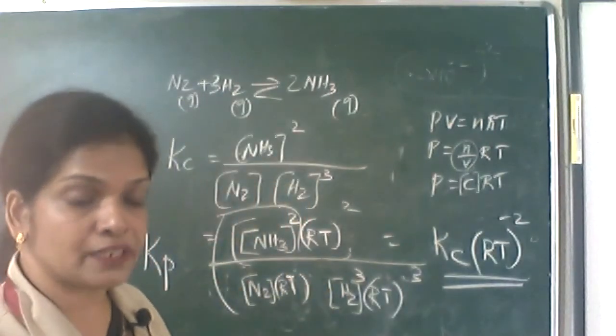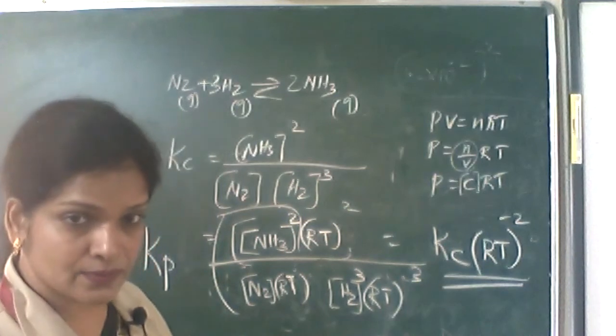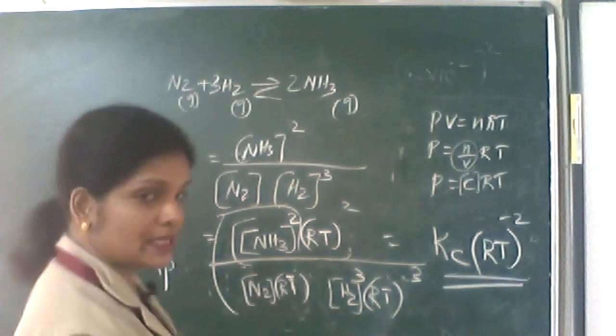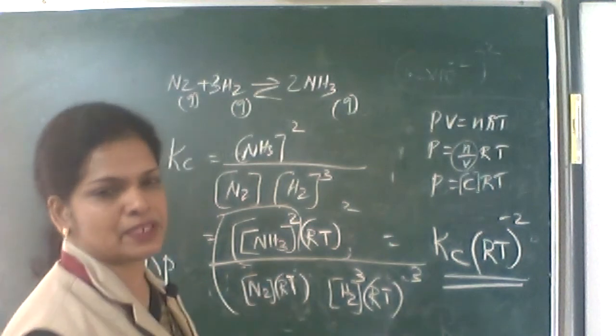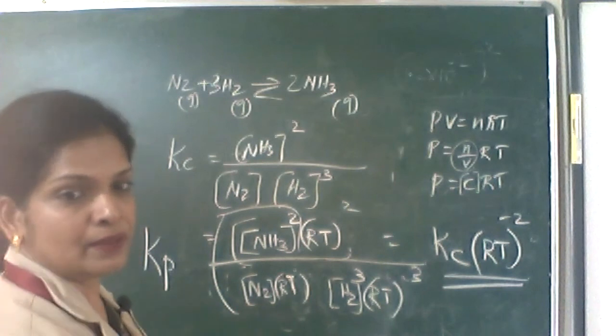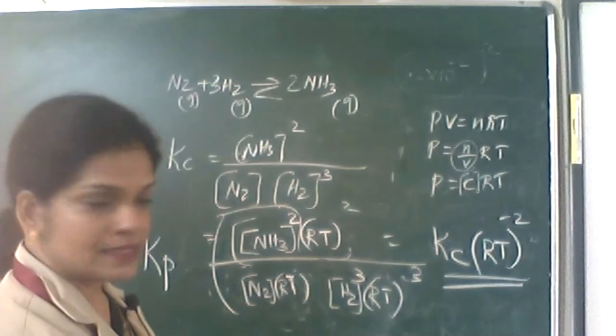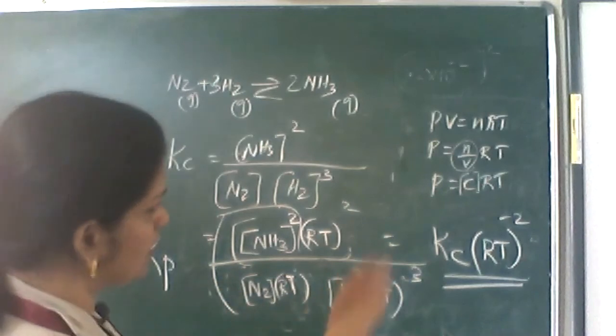There is a relation between Kp and Kc. So this is a gaseous state reaction. First we wrote Kc, but we said Kp is better because pressure measurement is easy. So I am writing Kp. Kp is written in terms of pressure, and in that I put Kc. So Kc into RT raised to minus 2.